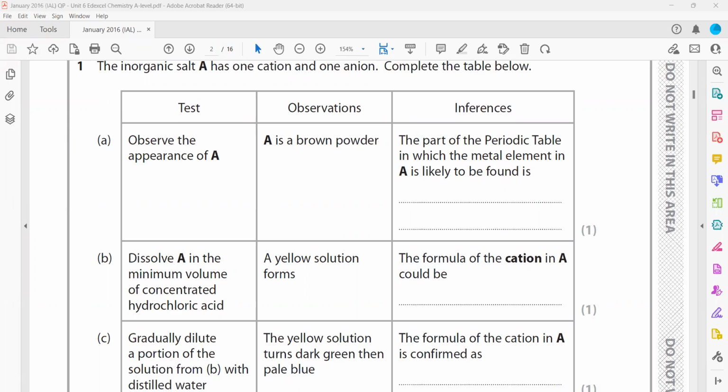If it is yellow in color, usually it might be copper, because copper 2 chloride is yellow, or iron 3. The formula for cation A could be iron 3 or copper 2, because when we warm copper 2 and iron 3 with hydrochloric acid, they form iron 3 chloride or copper 2 chloride, which forms a yellow solution. This is written in the identification of the ions. When you add an acid and we have these two ions, what will be the color of the solution?